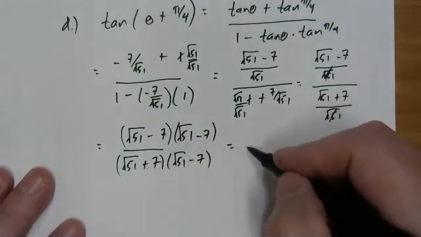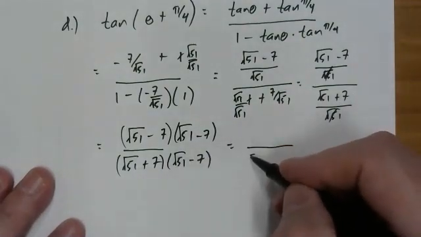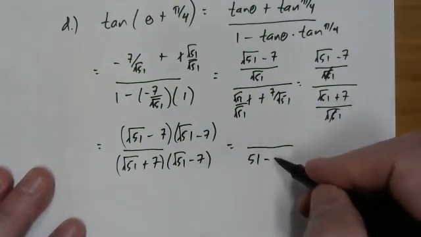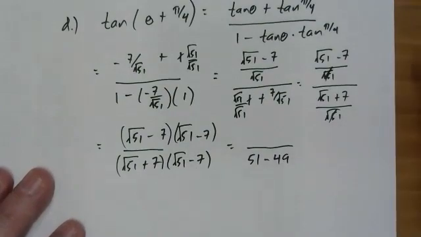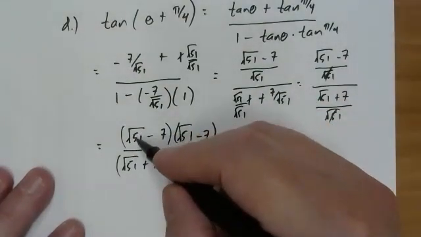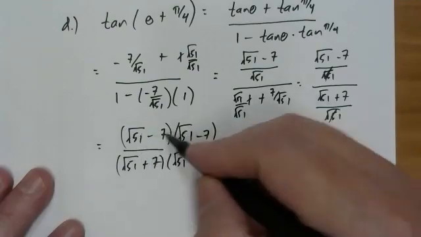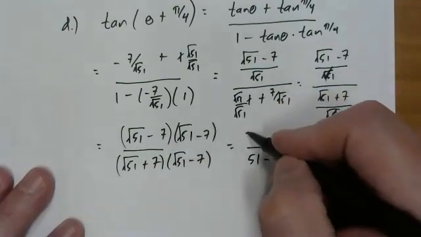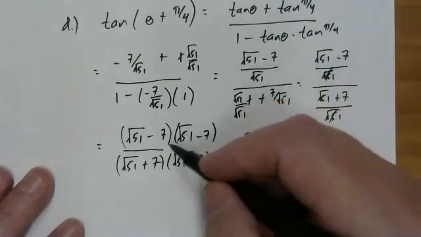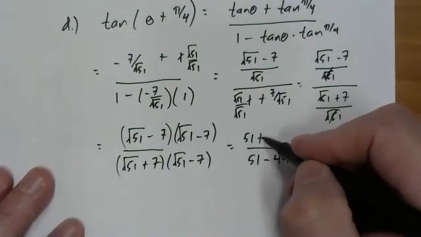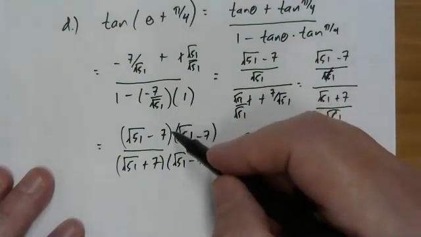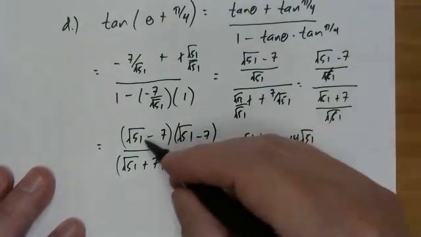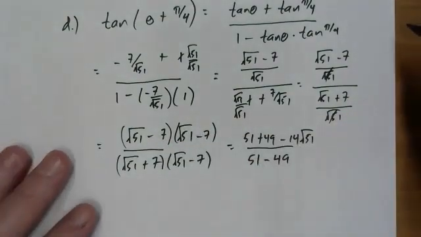So for the bottom, I could do my little shortcut. You take the first term and you square it, minus the second term squared. Now the top, I can also sort of do a little bit of this in my head. So square root of 51 times square root of 51 is 51. Negative 7 times negative 7 is plus 49. And then you end up with negative 14 square root of 51. So when you FOIL this, that's what you should get.